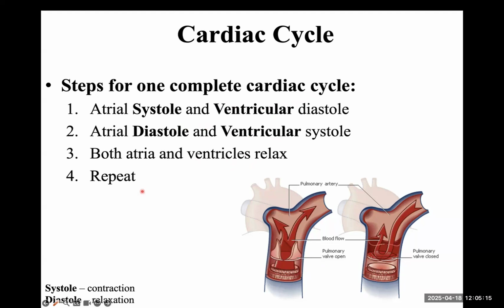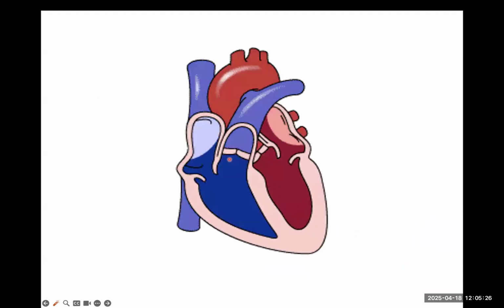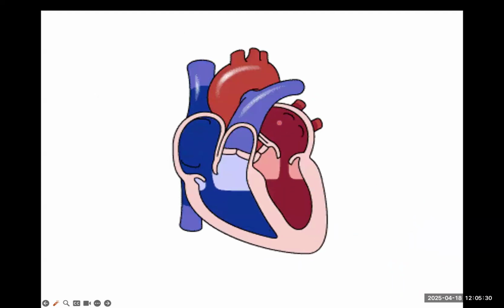So let's take a look at it using a little animation. The first step is going to be atrial systole. So that's the animation. I'm going to give you a second to look at it. You see the first thing that happens on top, the atria contract. Top two contract and the bottom two are relaxed, and then the bottom two contract.